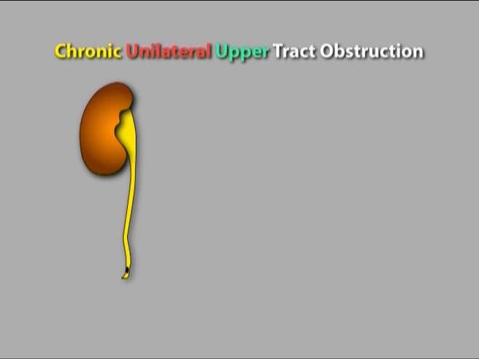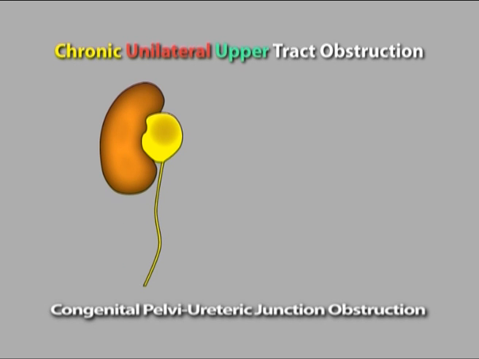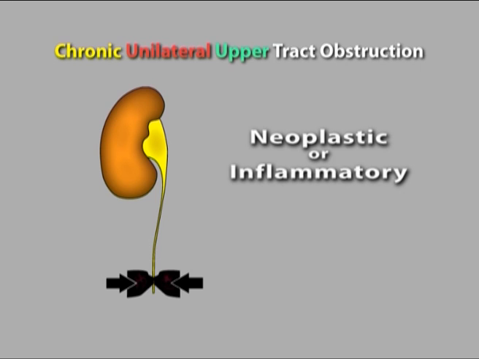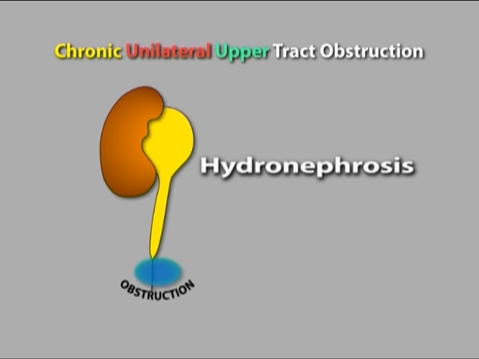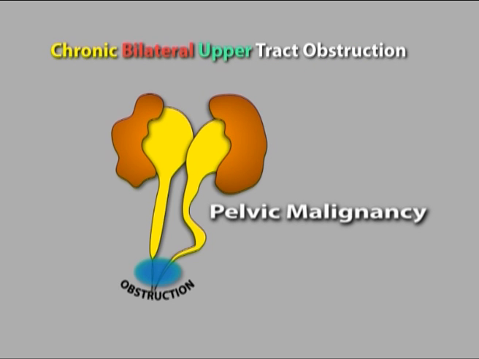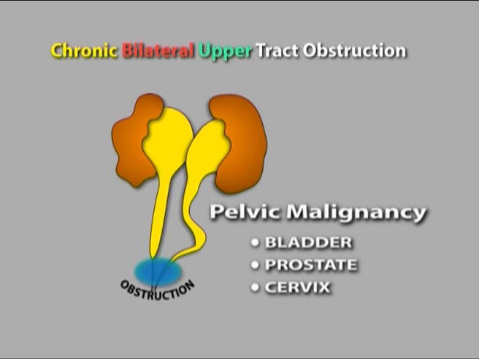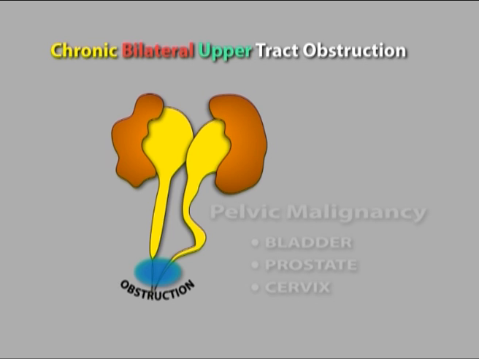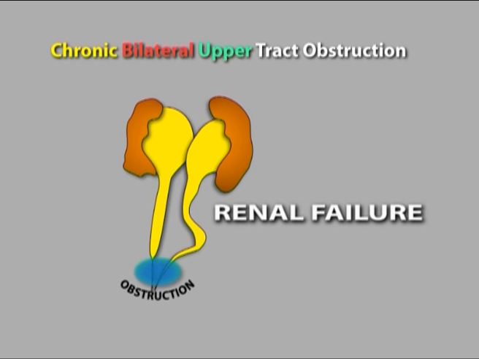However, there are many other causes of chronic unilateral upper tract obstruction. For example, congenital pelviureteric junction, or PUJ obstructions, are not uncommon. Similarly, any neoplastic or inflammatory pathology can cause extrinsic compression to the renal tract. In each case, a hydronephrosis may develop, and eventually atrophy of the kidney may occur. Of course, pathologies that cause extrinsic compression can just as readily obstruct both sides. Pelvic malignancies are the most common culprits and will include cancers of the bladder, prostate and cervix. However, for chronic bilateral upper tract obstructions, the key difference is that renal failure may also occur.